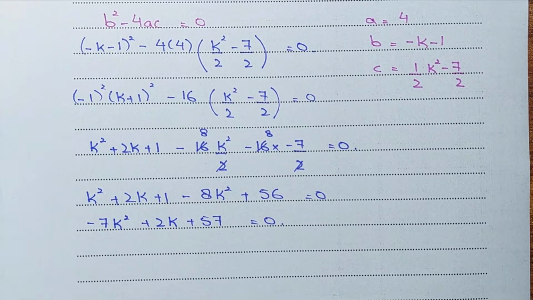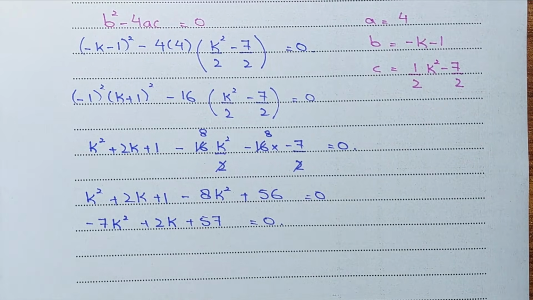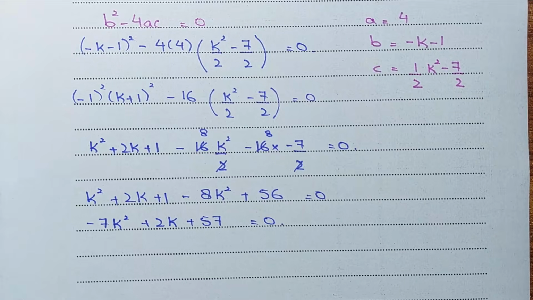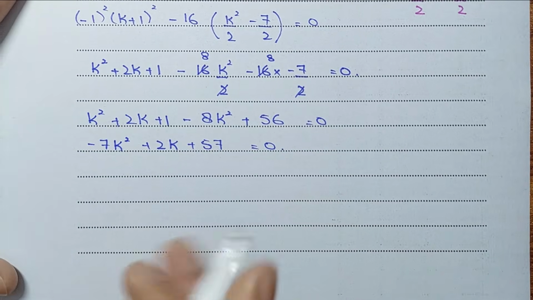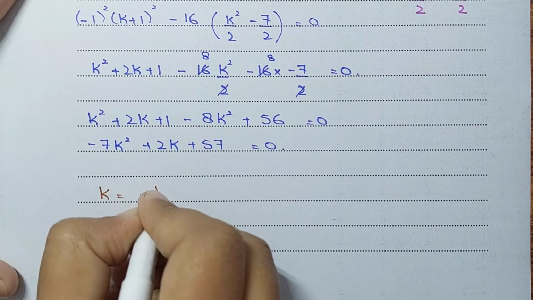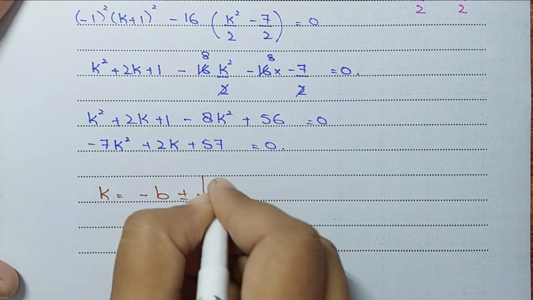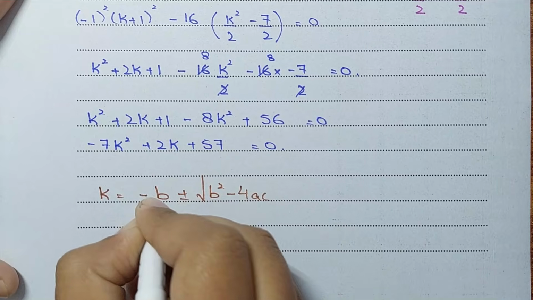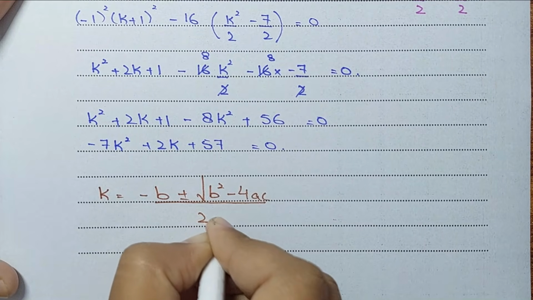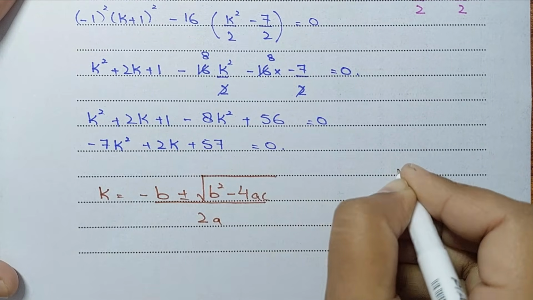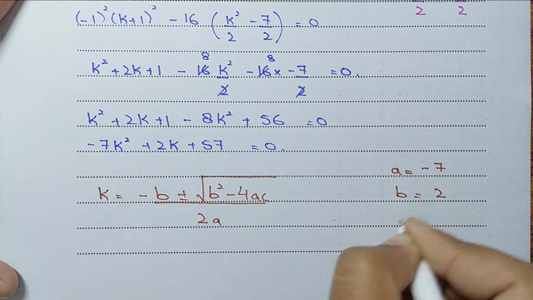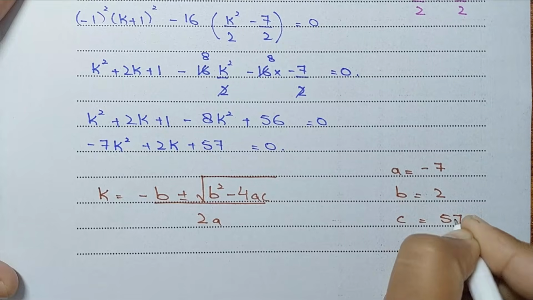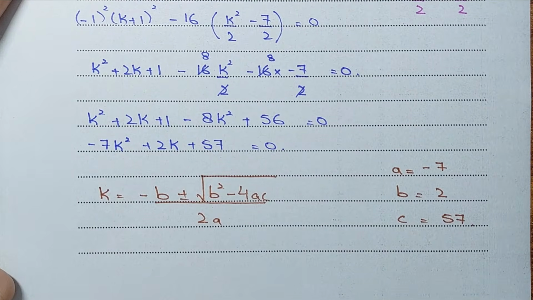Now this is a quadratic equation in k, so should we factorize or apply the quadratic formula? I don't think factorization is easy. Yeah, apply the quadratic formula over here. So the quadratic formula says k equals negative b plus minus square root b square minus 4ac divided by 2a. Now what is a, b and c? A is the coefficient of k square, b is the coefficient of k, and c is the constant term. So plug everything into the formula.